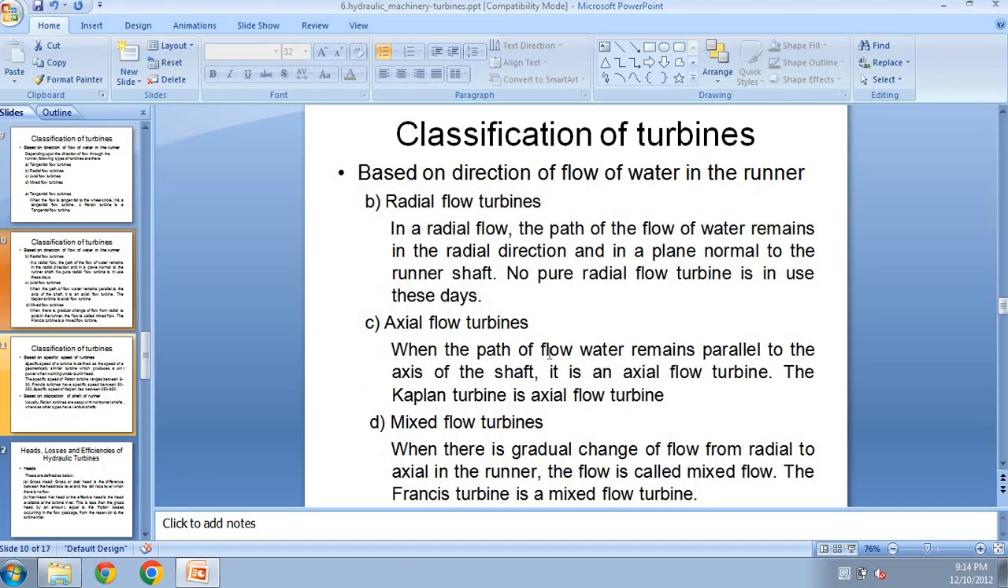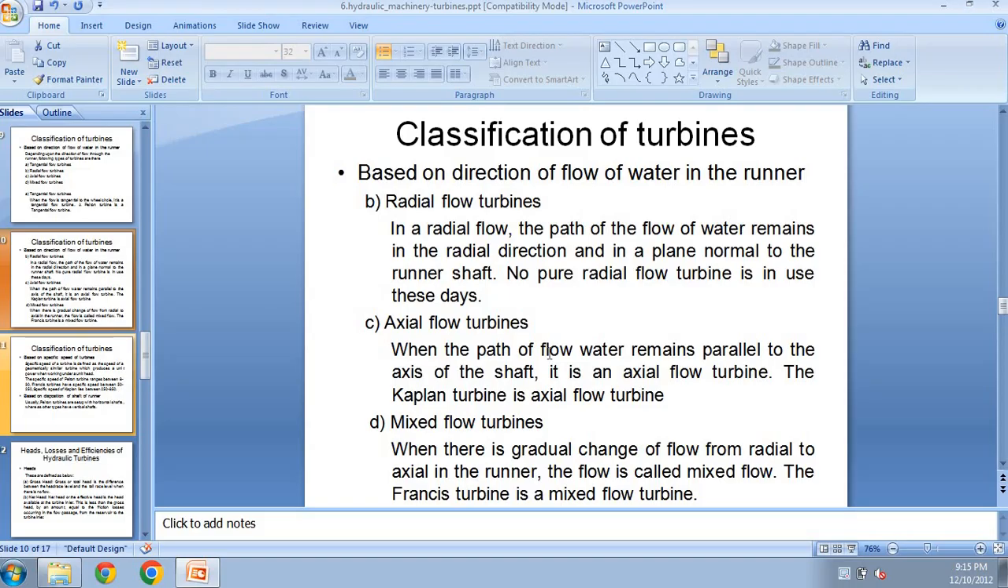The second type of turbine according to direction is the radial flow turbine. In this radial flow turbine, water enters the runner in the radial direction. In pure radial flow turbines, entry and exit are in the radial direction. Pure radial flow turbines are not in use these days. Instead of pure radial flow turbines, mixed flow turbines are utilized.